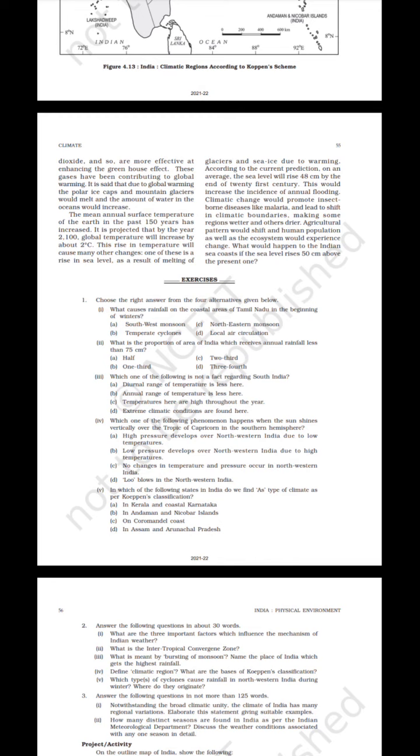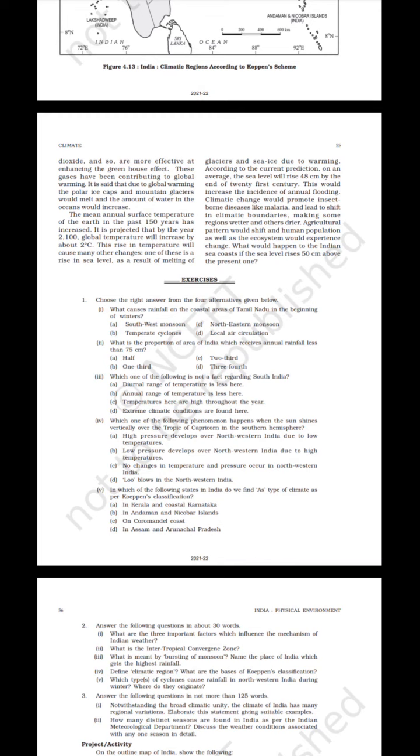Which one of the following phenomena happens when the sun shines vertically over the Tropic of Capricorn in the southern hemisphere? High pressure develops over northwestern India due to low temperatures. Low pressure develops over northwestern India due to high temperatures. No changes in temperature and pressure occur in northwestern India. Loo blows in the northwestern India.